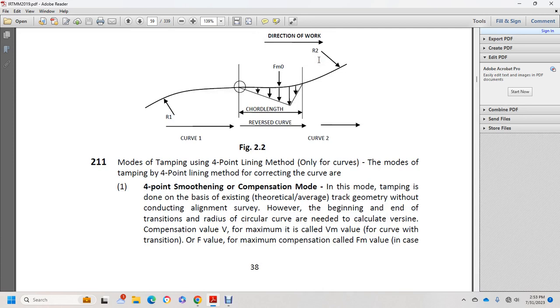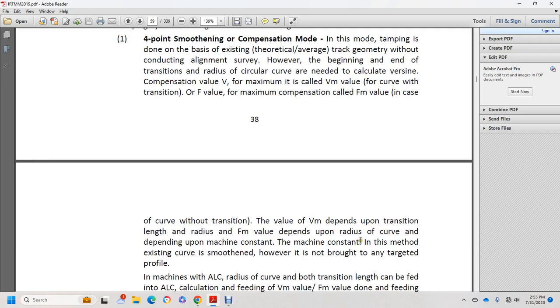Alright, the modes of the tamping unit. The 4-point lining method is only for curves. In the 4-point lining method, correcting the curve R, the 4-point smoothing compensation mode is used, with tamping done based on the existing track geometry and the theoretical geometry, without conducting a lining survey. Beginning with the end of the transition or circular curve, the versine compensation value VM is calculated, with maximum FM for the curve with transition. In the case of a curve without transition, the versine value corresponding to the maximum depends on the transition length and the radius value.